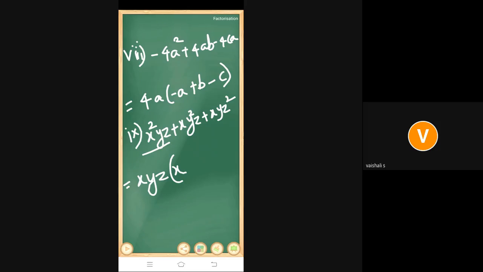y went out, z went out. Next term, x went out. Y square, 1y went out, 1y will be lying inside. And z went out. Plus, here x went out, y went out. Out of z square, 1z went out. So 1z will be lying inside. So xyz into x plus y plus z. Okay, children?